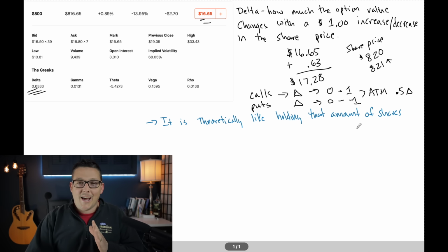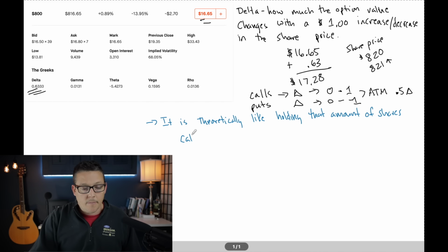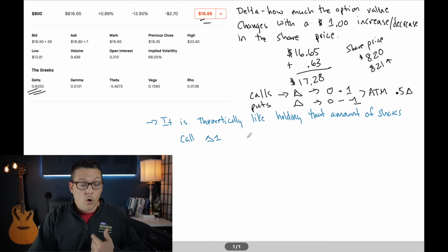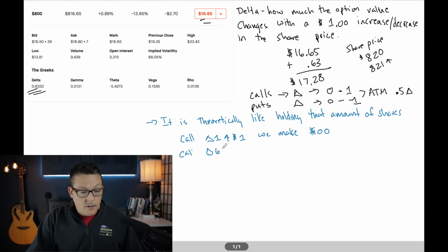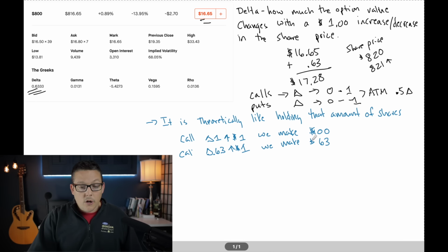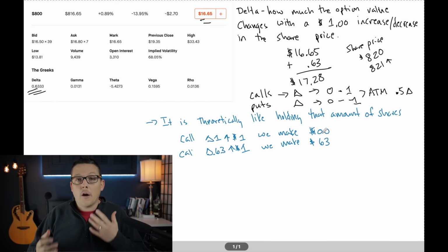You can't have a delta of 1 in a call option, but let's just say we did, just to prove a point. If I had a call option with a delta of 1, that means that every single time the share price goes up $1, the value of that option goes up $100. But now let's say I have a call option, this call option here, with a delta equal to 0.633. When the share price goes up $1, we make $63. So like I said, it's like owning the shares because it goes up in value the same amount as if we own 63 shares of that particular stock.